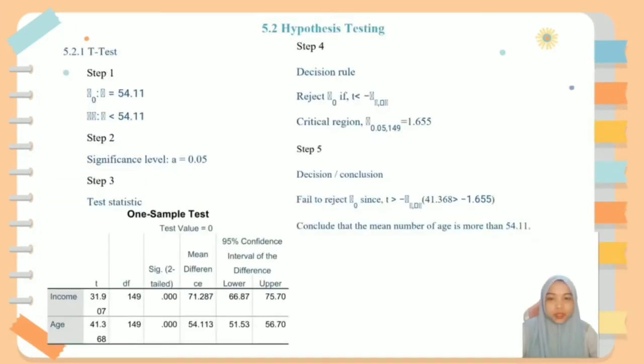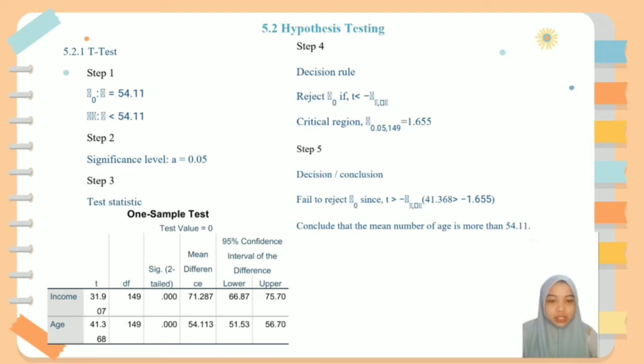Hypothesis testing. 5.2.1 t-test. Step 1. H null: mu equal to 54.11. H alternate: mu less than 54.11. Step 2. Significance level alpha equal 0.05. Step 3. Test statistic as shown. Step 4. Decision rule. Reject H null if t less than negative t alpha, df.